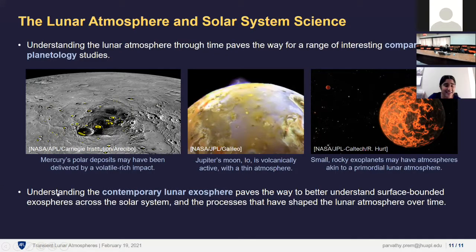And then, lastly, even though we don't have a thick lunar atmosphere today, we still have the contemporary lunar atmosphere. Understanding even the thin atmosphere that the moon has today is an excellent way to understand surface-bounded exospheres all across the solar system. And also, if we can understand the processes that shape that atmosphere, we can extend those back in time and understand how the atmosphere has evolved over time.